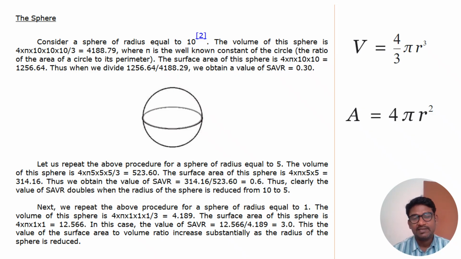Thus clearly the surface area to volume ratio doubles when the radius of the sphere is reduced from 10 to 5. Similarly, when we reduce the radius to 1, that is case 3, we repeat the same procedure for a sphere of radius equal to 1. The same formulas, V is equal to 4/3 π r³ and A is equal to 4π r². When we substitute, the answer we get is 3. Very interesting. In case 1 the surface area to volume ratio is 0.3, in case 2 it is 0.6, and in case 3 it is 3. So when we reduce the radius R, the surface area to volume ratio dramatically increases.